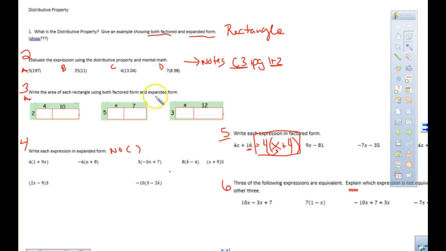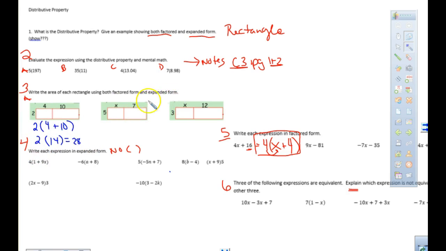In both factored form and expanded form. So factored form looks like this. It looks like 2 times the length of this whole side, which is 4 plus 10. And if I was doing that, I would simply take 2 times 14, and I would get 28. That's one way of doing it.